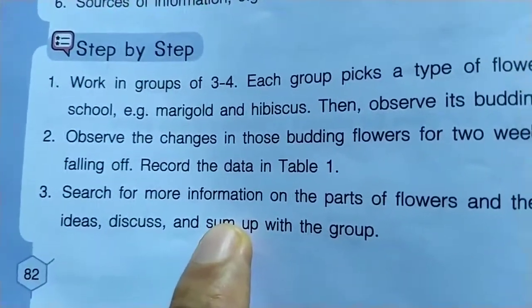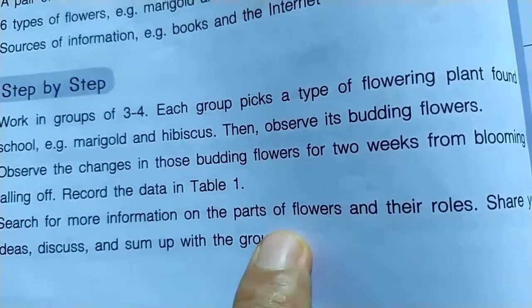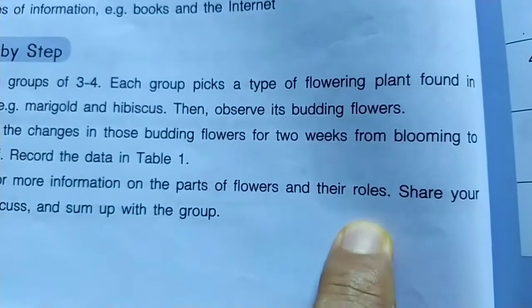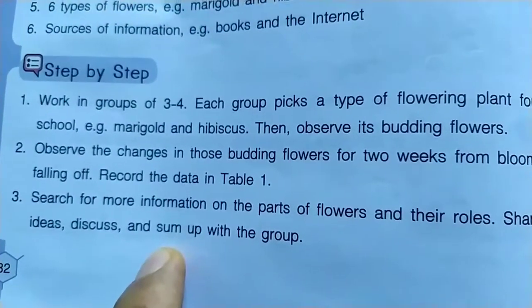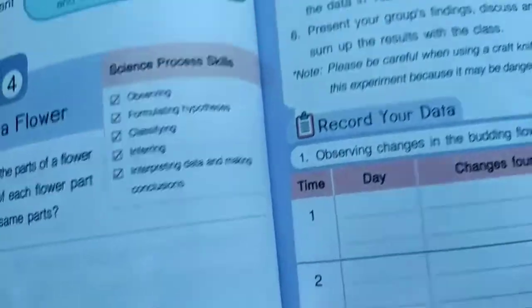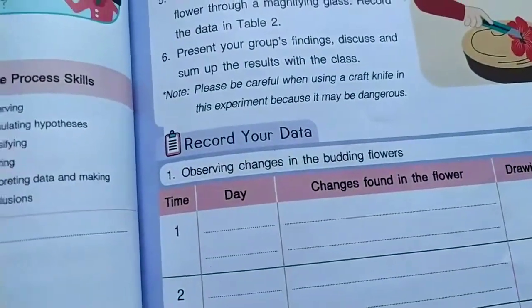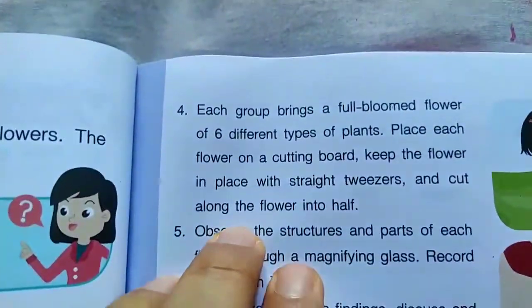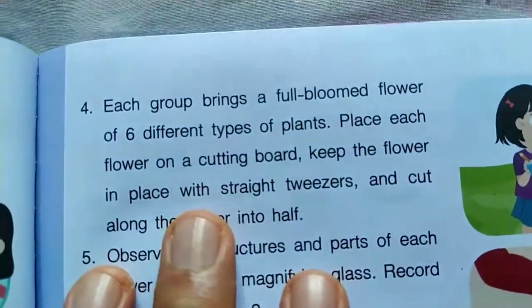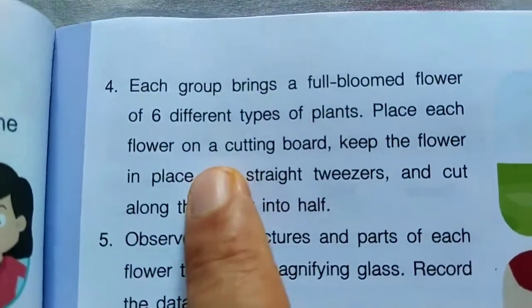Search for more information on the parts of the flowers and their roles. It means search on the internet. Look them up on the internet. And share your ideas, discuss, and sum up here, class. Actually, there are other ways of studying it. You can look it up from the internet. I just wanted you to understand that we can do it this way. This is another way of learning, which is by experimentation.